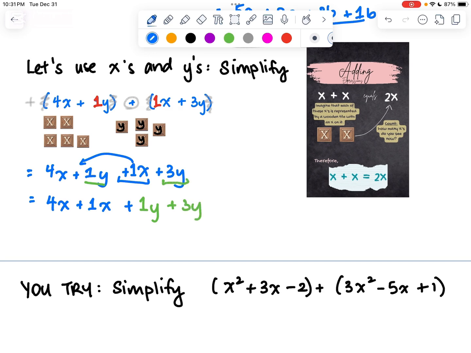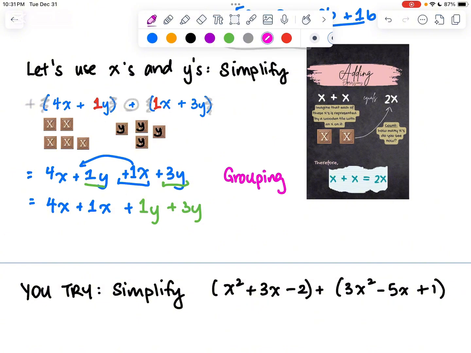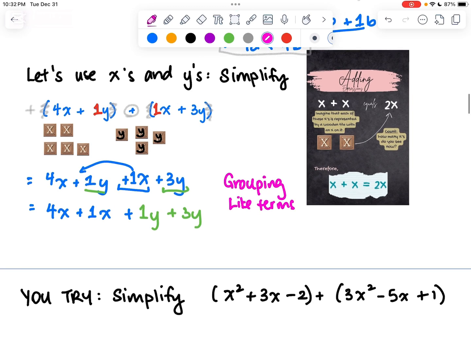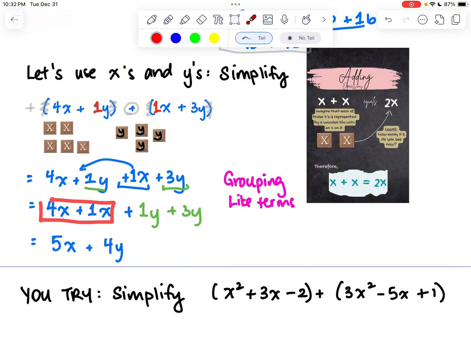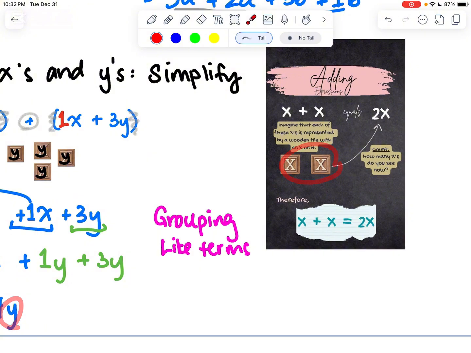So now this is what we call grouping like terms, or sometimes people call it collecting like terms. Okay, now a like term is just a term that has the same variable and exponent. And I'm going to talk about that in just a second. So now if I take a look at this, I have 5 x's and I also have a total of 4 y's. So this is 4 plus 1 gives me the 5. 1 plus 3 gives me the 4, but I still need that letter there to tell me what was written on that tile.